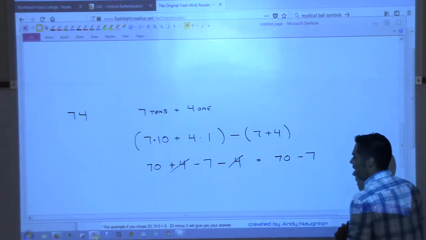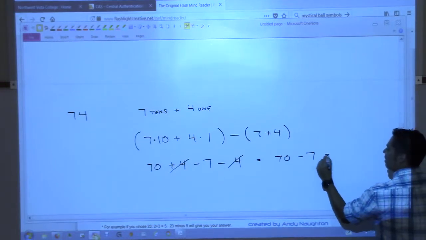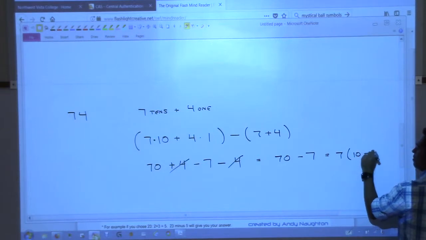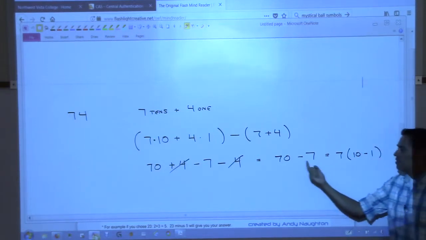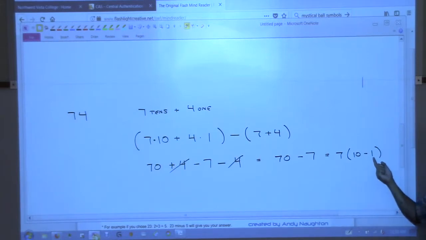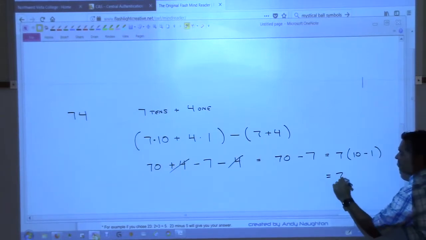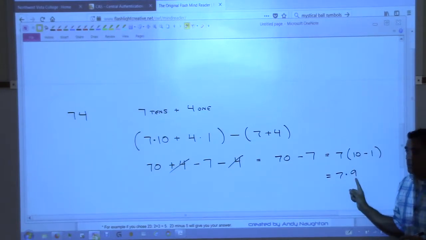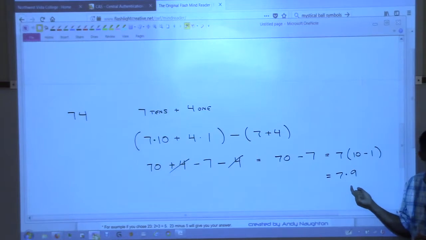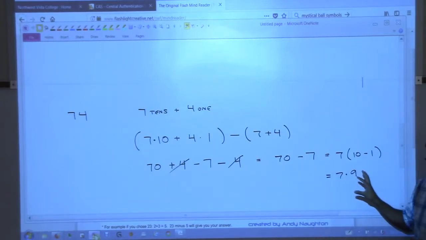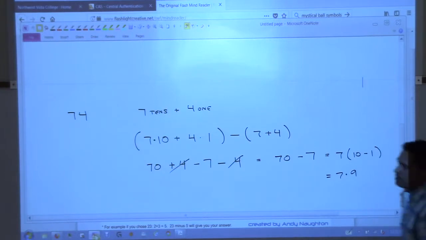just hang with me here. Isn't this 7 times 10 minus 1? What I did was factor the 7 out of these. What's 10 minus 1? 9. So this is going to be 7 times 9. Agreed? So that means that it's a multiple of 9 because it's 7 times 9. Now, I've not tried to convince you of this yet. I'm just trying to show you a pattern. Now I'm going to try and convince you.